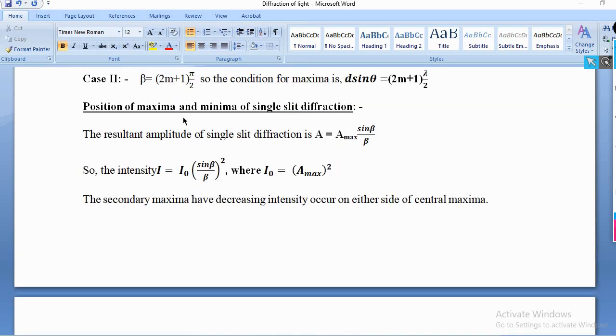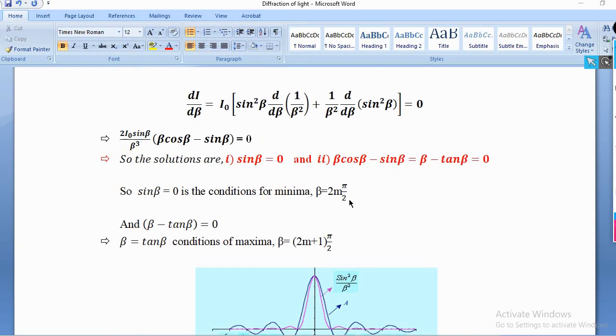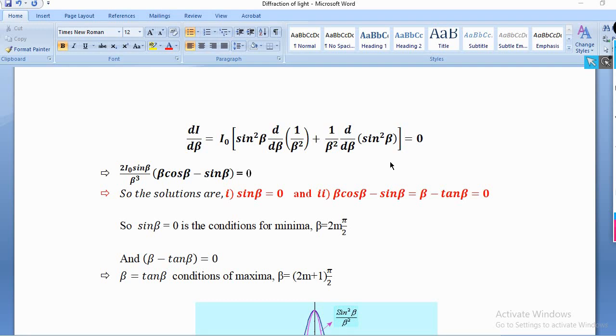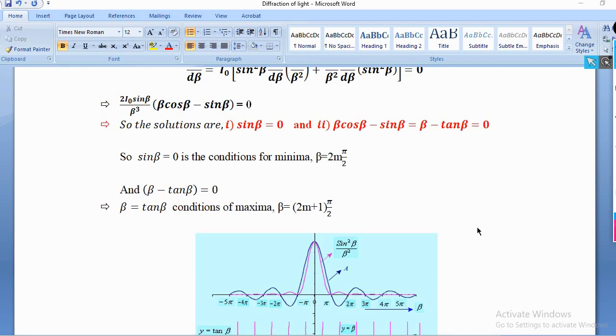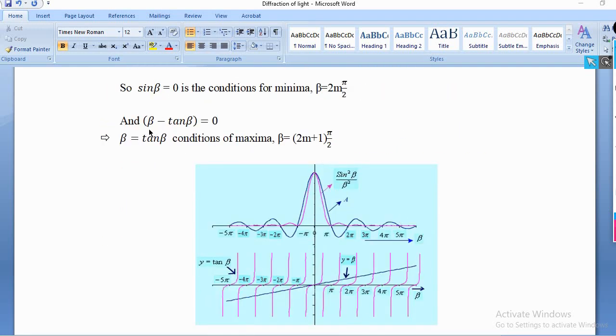Then comes the position of maxima and minima. To do those things, we used simple calculus and got the conditions: sine beta is equal to 0 for minima, and beta is equal to tan beta. This is the condition for maxima. So, graphically, when y is equal to beta and y is equal to tan beta are intersecting, we get the position for maximum.